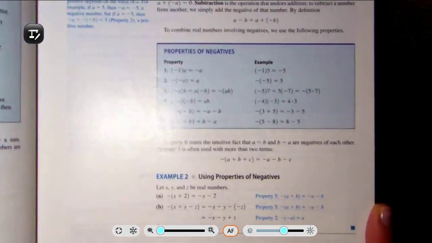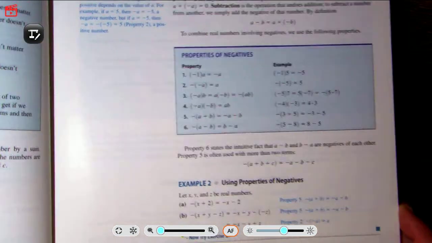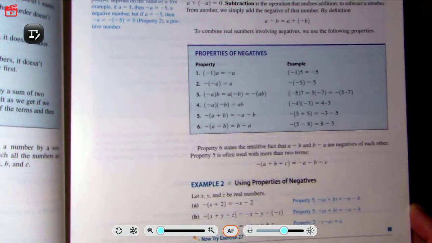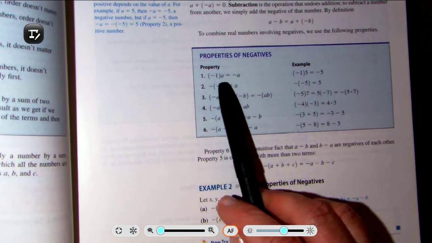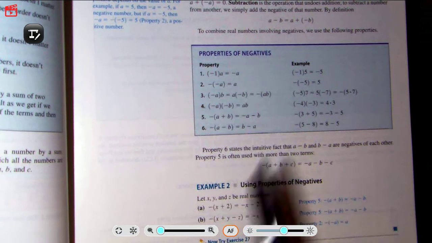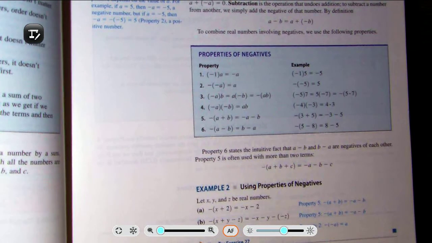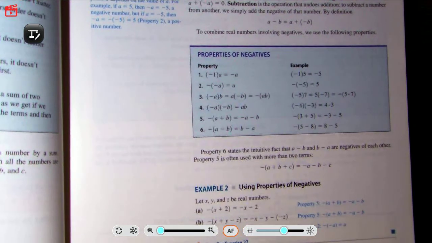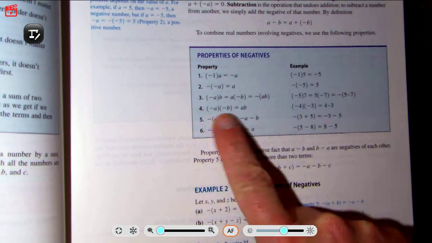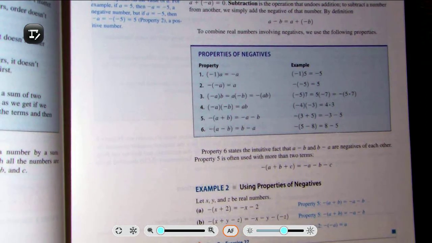We also have properties of negatives. Looking at negatives, if you have a negative times a value, it's the opposite of that. The opposite of an opposite, they undo each other, where we write that the negative does not matter. If we take a negative times a negative, it's a positive.